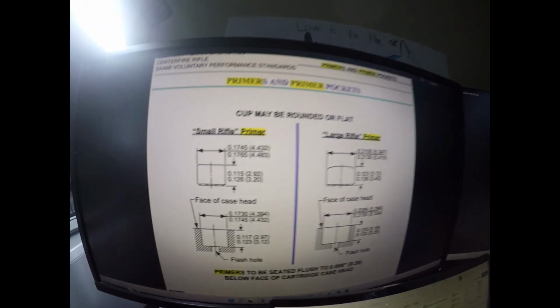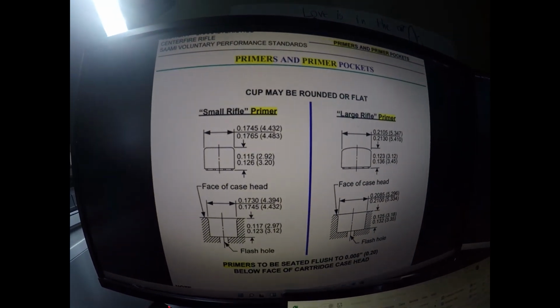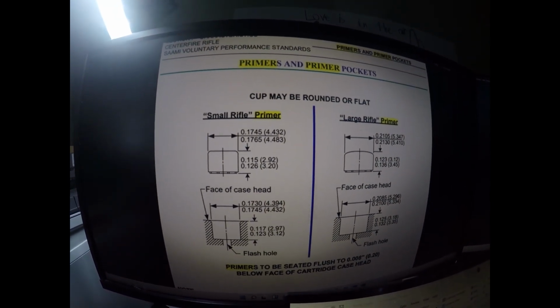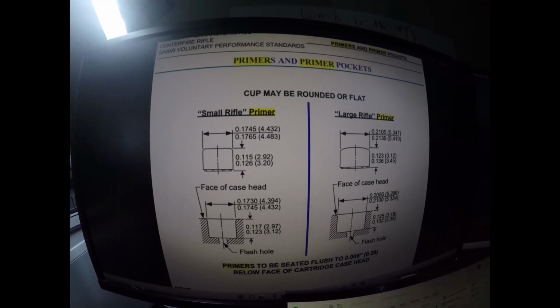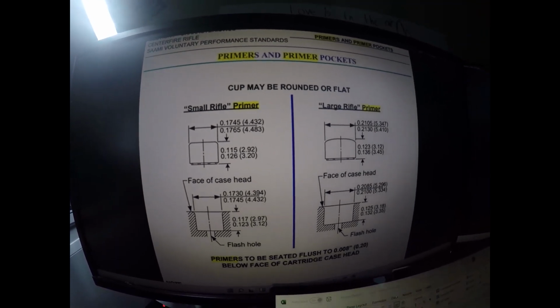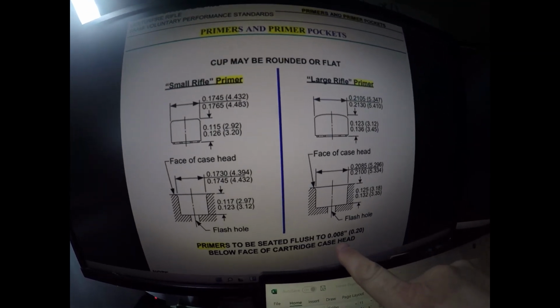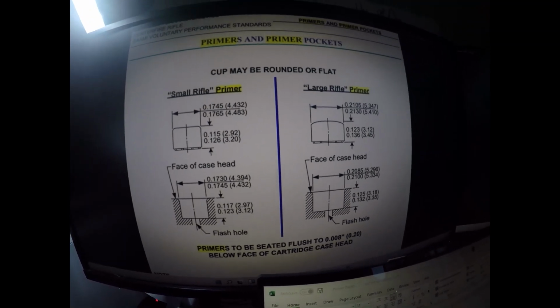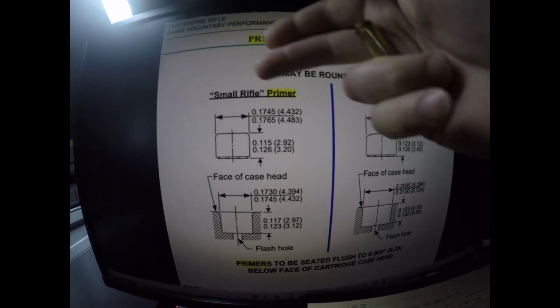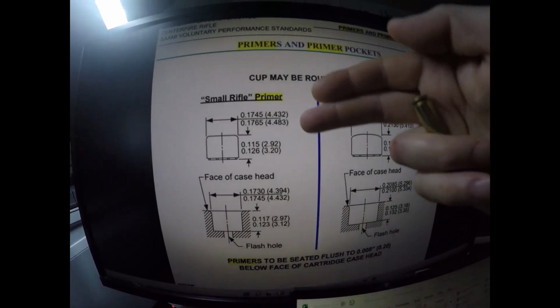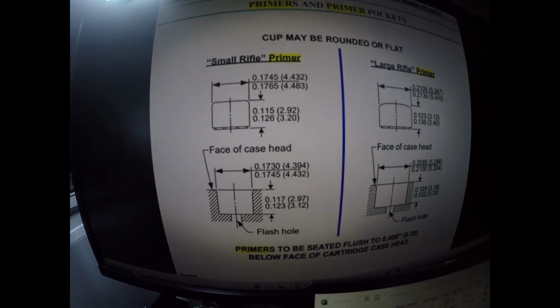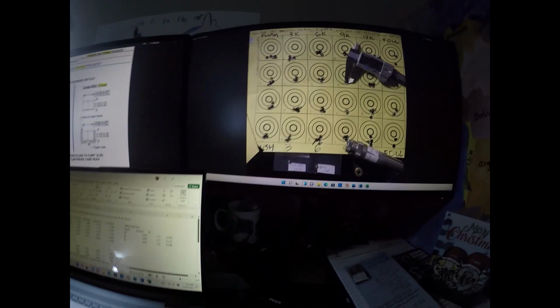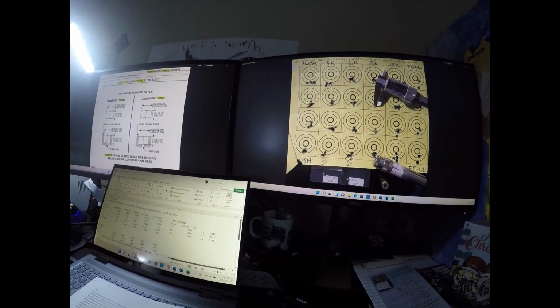Just FYI, this is the SAAMI spec. You can go onto their website, their government website in the United States, and pull this out of their manual. I think it's page 36. Essentially what they say is, seat that thing about 8 thousandths beyond the face of the case head. And they give some specifications around typical small rifle primer sizes and small rifle primer pocket depths. So basically what I did is went ahead and tested different primer seating depths.